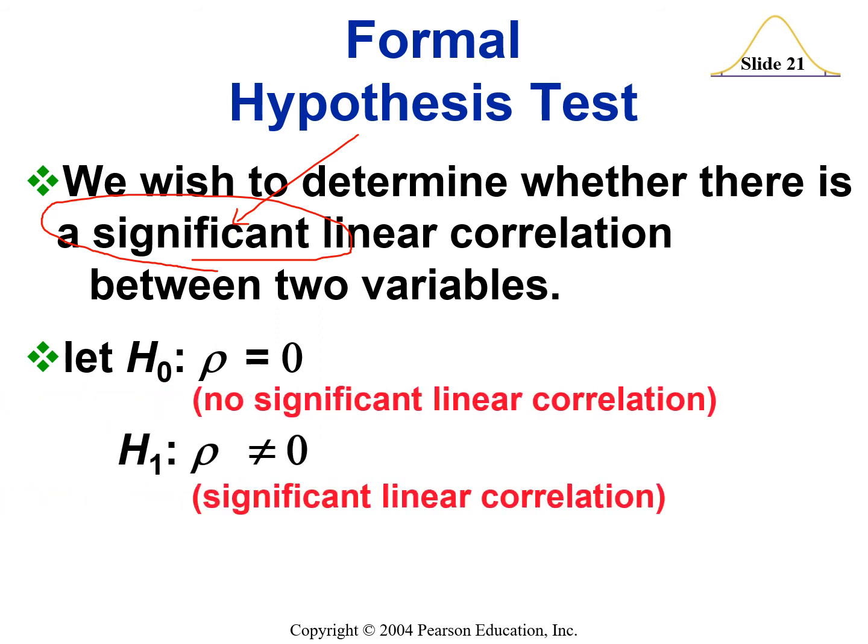H0, which is the null hypothesis, is rho equals 0. It means no significant linear correlation. And you know, we use rho and not small r because testing hypotheses is concerned with parameters and not statistics. So we use rho, which is a parameter of linear correlation. H0: rho equals 0 means no significant linear correlation. H1: rho is different from 0, which means significant linear correlation.